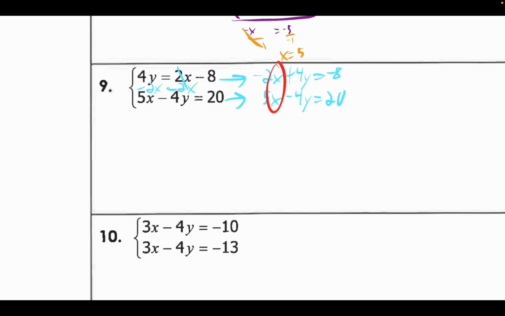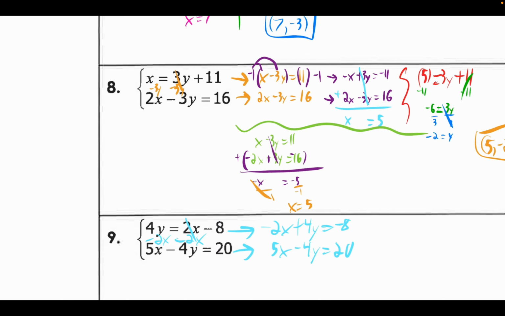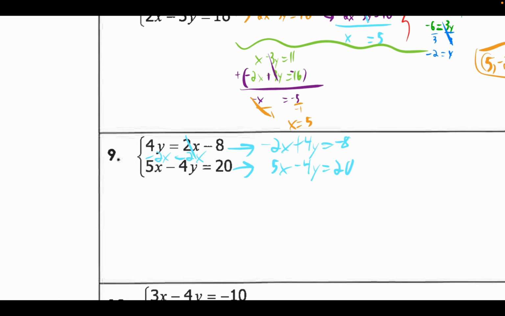So once again, we had to get things lined up this time, like we did up in example 8 previously, by adding or subtracting something to both sides of one equation. Sometimes you might have to move things around in both equations. That's very possible.